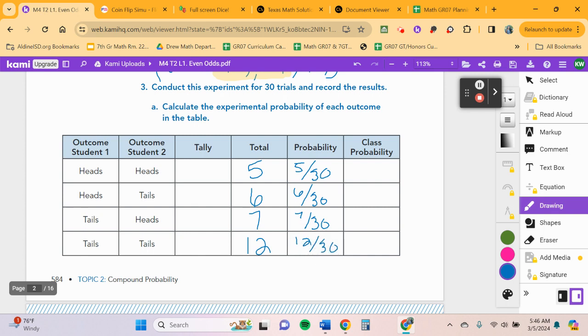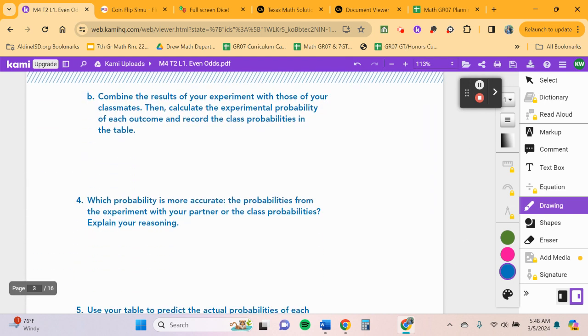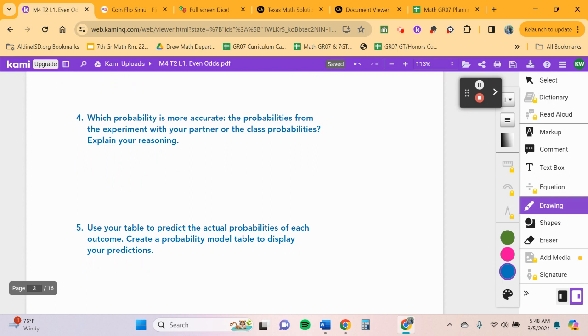And now being that we don't have a class number to compare this to, we're going to skip this column for now. And being that we are skipping the class comparison, we'll also skip question B, being that we have nothing to compare to. Let's go on to question 4. It says, which probability is more accurate? The probabilities from the experiment with you and your partner, so what I just did, or our class probabilities? Explain your reasoning. So now, we learned in the last lesson that the more simulations that you have, the closer you are to the actual probability.